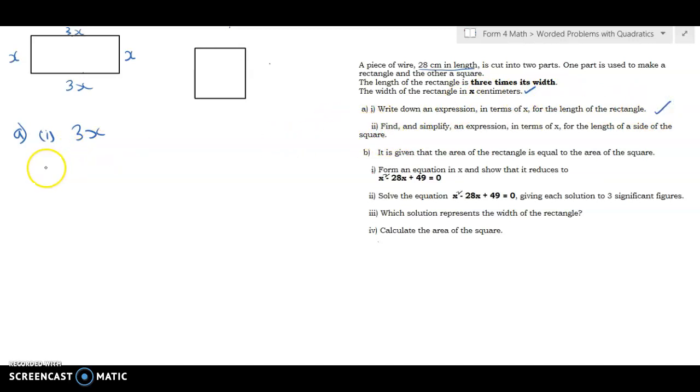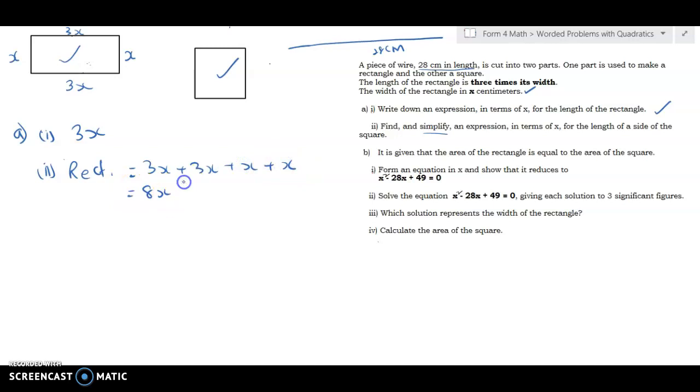The second part, part 2, says find and simplify an expression in terms of x for the length of the side of the square. Now this one is a little more complicated. Remember they spoke about this long piece of wire that was 28 centimeters in length. This piece of wire was cut into two pieces to make this rectangle here and this square. Now, I have all my measurements for my rectangle, so I could do this. Rectangle total perimeter will be 3x plus 3x plus x plus x. This adds up to be 8x.